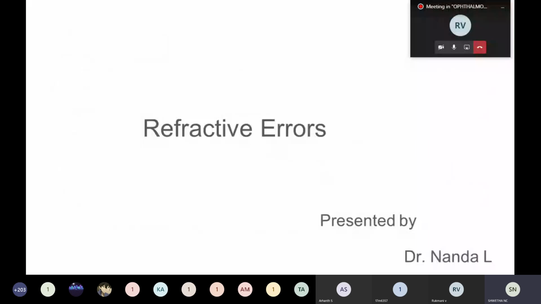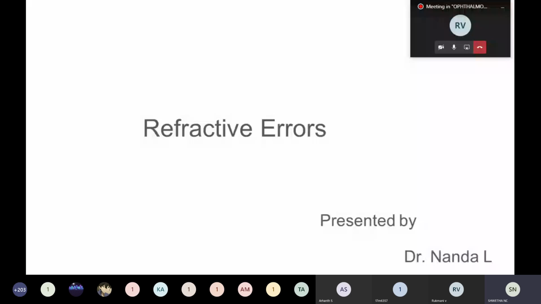Good morning, everyone. Today I'll be taking again the same refractive errors. Last week we studied the basics of optics, and today we'll be studying refractive errors. Refractive error is not a disease. It doesn't come under diseases, so don't think it is anything abnormal. Today we'll study refractive errors in detail.